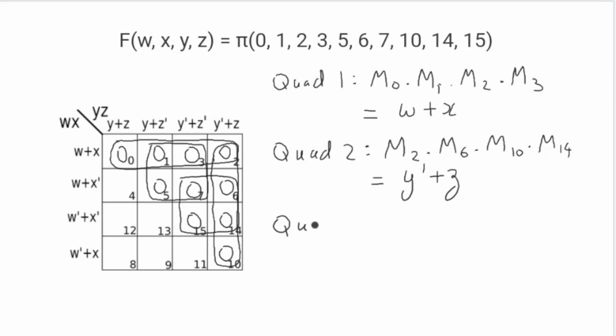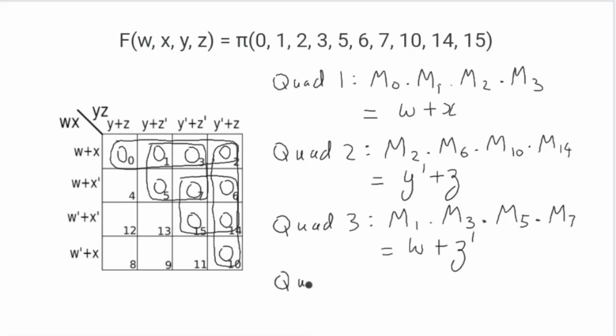Now we move on to our quad 3, which is the one over here, that is M1 dot M3 dot M5 dot M7. Let's see what it reduces to. So over here on the vertical axis, x is changing the state, so x will be dropped, we'll take w. On the horizontal axis, y is changing state, z complement is not changing, so we'll take z complement.